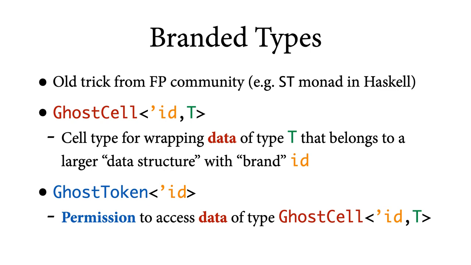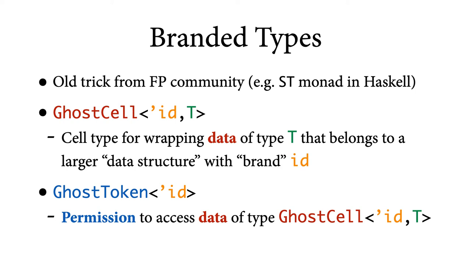Concretely, Ghost Cell realizes this idea using an old trick from the functional programming community called branded types. You may be familiar with branded types from the ST monad in Haskell. We call them branded types because they're types parameterized by a brand, which is a kind of static representative of a dynamic data structure. Specifically, we introduce two new types, Ghost Cell and Ghost Token. GhostCell<'id, T> describes a cell type for wrapping data of type T that belongs to some larger data structure, such as a doubly linked list, with brand 'id. And GhostToken<'id> describes the permission to access the contents of any ghost cells that are branded with that same brand 'id.